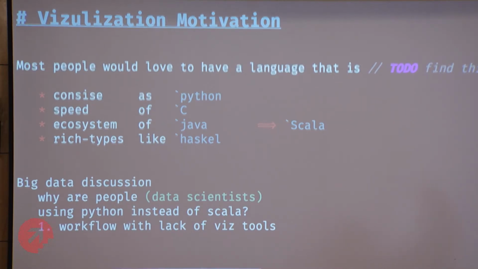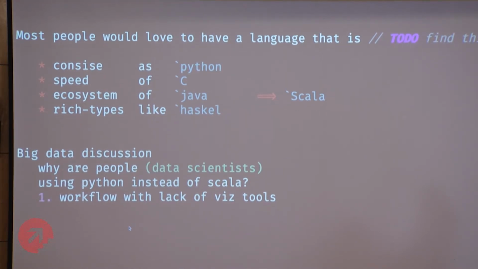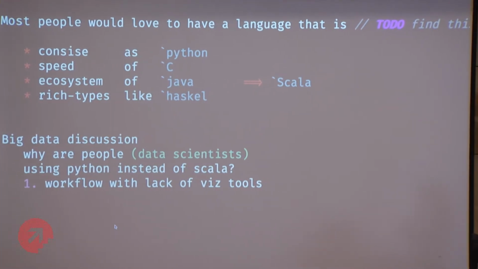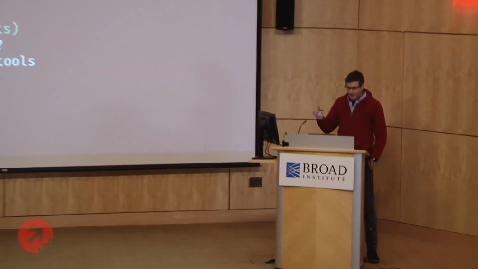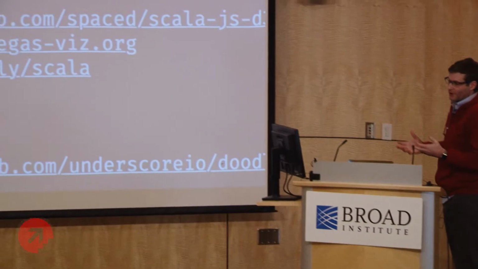In one of the unconference meetings, there was a big data discussion. The question was: why are data scientists using Python so much instead of Scala? One of the big answers was not that you can't prove to them that Scala is faster, more concise and type safe, and they agree. The big thing they said was that the workflow of using Python to try something and visualize it, those libraries aren't there in Scala. So it's another argument that in the Scala world we can provide some of these, we just don't have the libraries there.